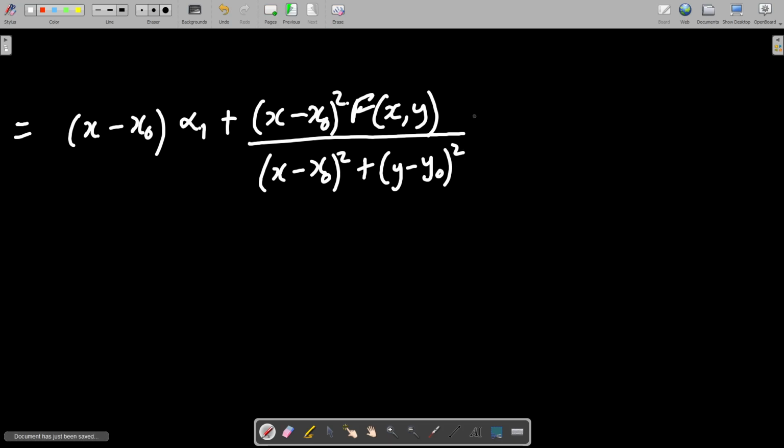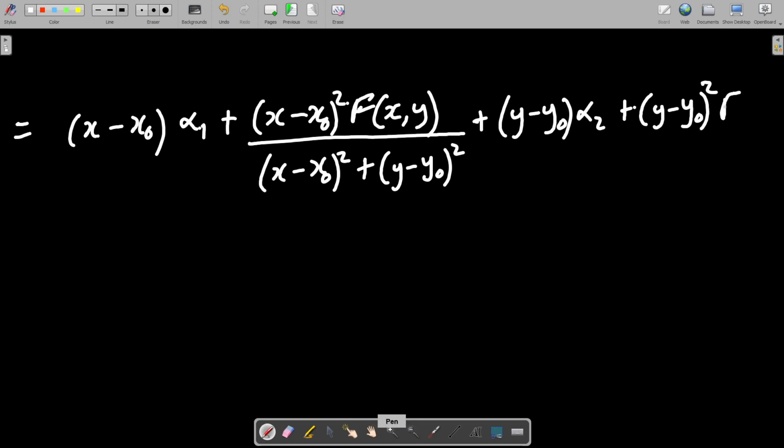Okay, same thing repeat with f2. So this will become y minus y naught alpha 2 plus, there is already a y minus y naught in the numerator there, so this will become y minus y naught the whole square f of xy, upon x minus x naught the whole square plus y minus y naught the whole square.